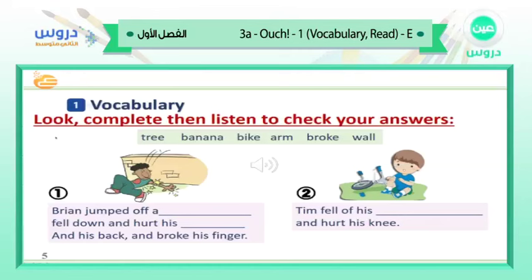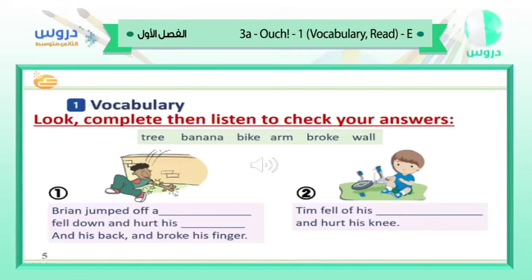Okay, everybody. Look and complete and listen to check your answers. We have tree, banana, bike, arm, broke, and wall. Let's read it first, and then we're gonna listen to the audio and check our answers. Number one, Brian jumped off a... Look at the picture. What do you think? Fell down and hurt his... what? And his back, and broke his finger.